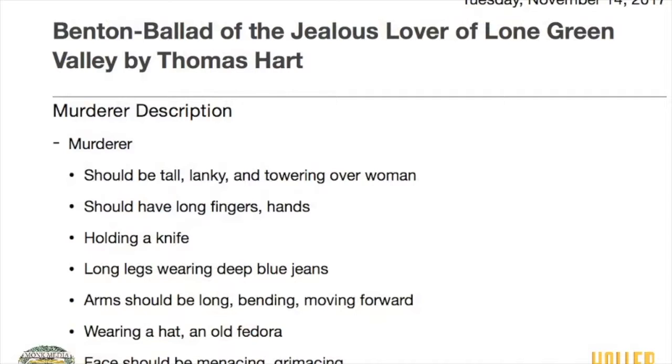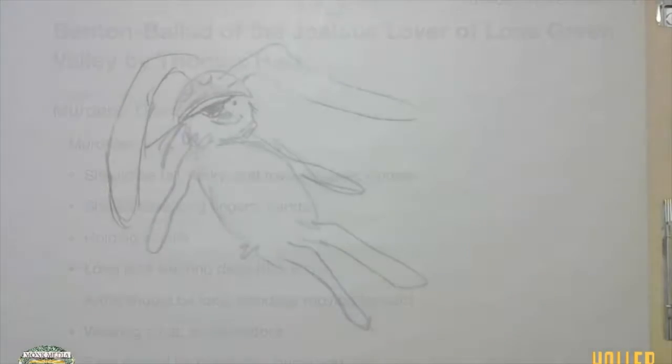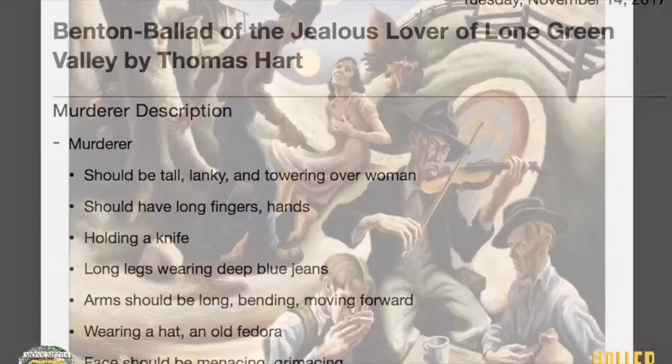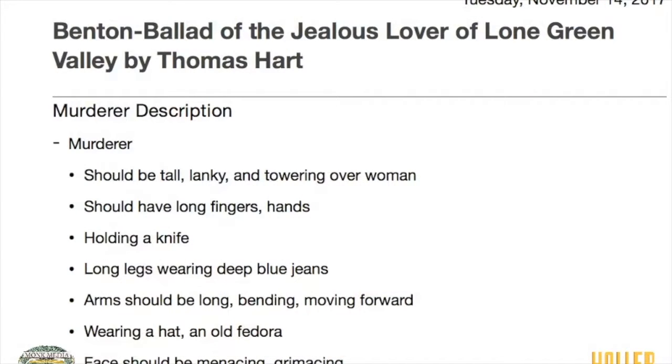Now, this is a painting by Thomas Hart Benton, Ballad of the Jealous Lover of Lone Green Valley. We're going to be describing the murderer. This man, if I can pull it up here, the murderer with the knife. Let's describe him. He should be tall, lanky, towering over a woman. Should have long fingers, hands, holding a knife, long legs, wearing deep blue jeans, I should say dark blue jeans. Arms should be long, bending, moving forward, wearing a hat, an old fedora, and face should be menacing and grimacing.